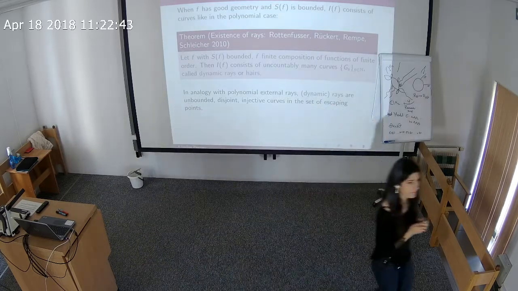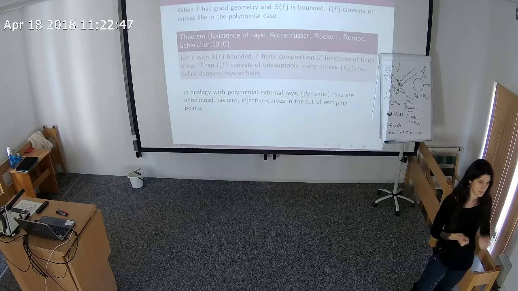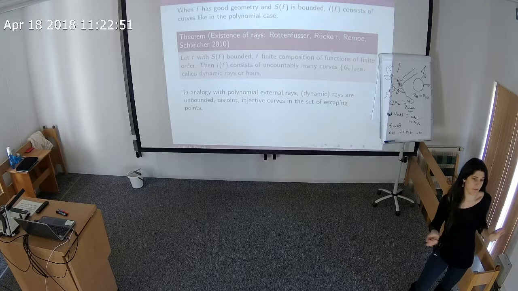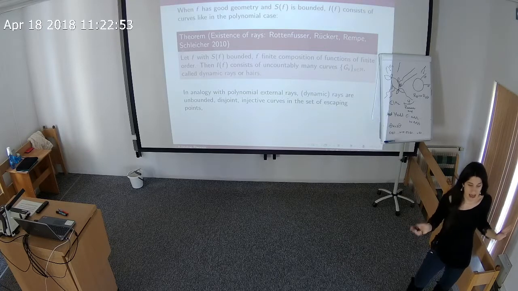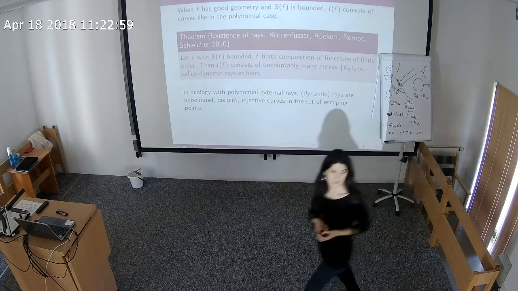Yes? It's a set of escaping points. Sorry, I didn't stress this. So the set of escaping points, I will call it I of f for the rest of the talk. I have no idea why I, and not E. Maybe because E is exponential, I don't know. But traditionally, it's called I of f. It's a set of escaping points. Thank you.